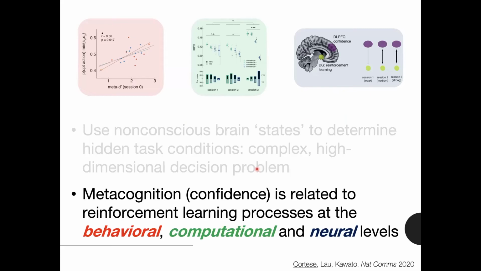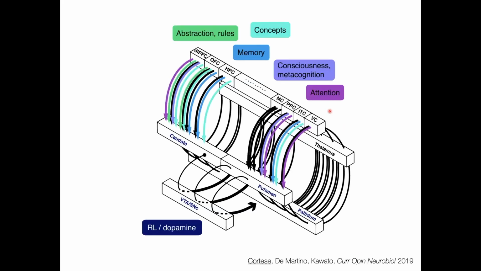And it appears that metacognition in the form of confidence is related to the reinforcement learning processes that allow the brain to resolve this kind of problem, this task. We see correlates at the behavioral, computational, and neural level. But so far, this is one side of the story in which we have looked at the pairing between metacognition and reinforcement learning.